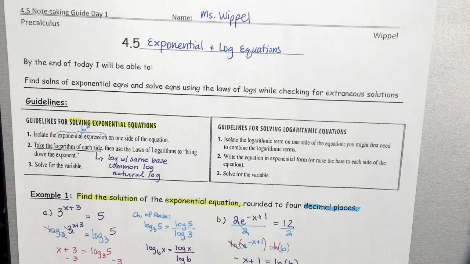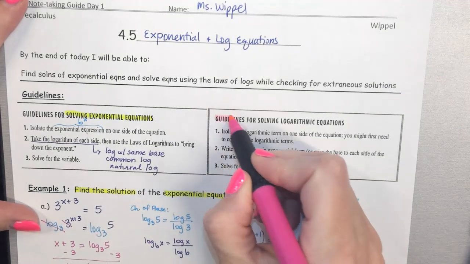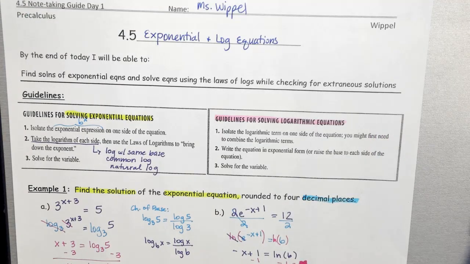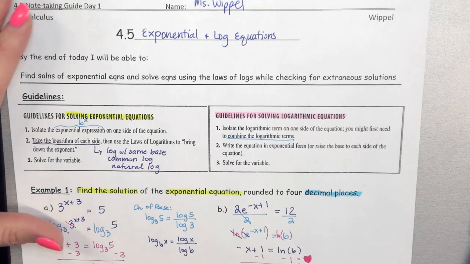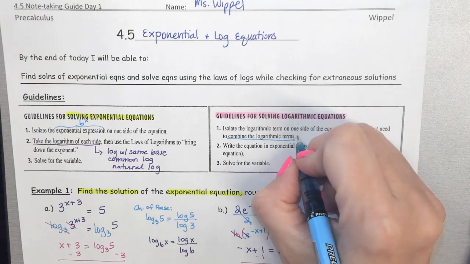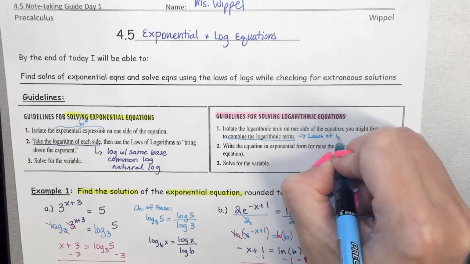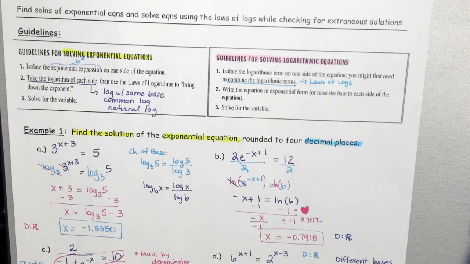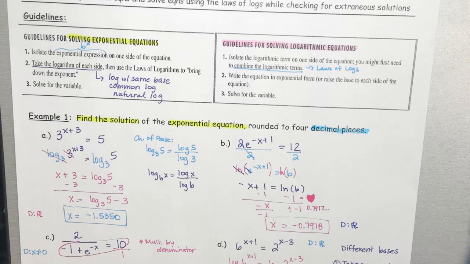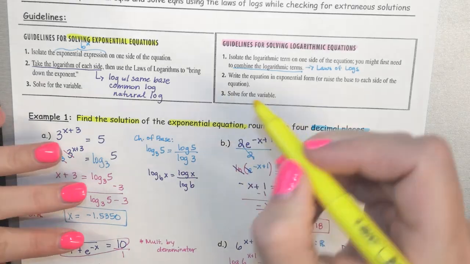So if you are solving logarithmic equations, I want you to read what your steps are. So this is for solving logs. Okay, you do need to isolate the log term on one side, but you might first need to combine them, and that would be using your laws of logs. If you are combining them, you're going to have to use those laws we learned in 4.4. And then this is a crucial step here. You are going to write the equation in exponential form.